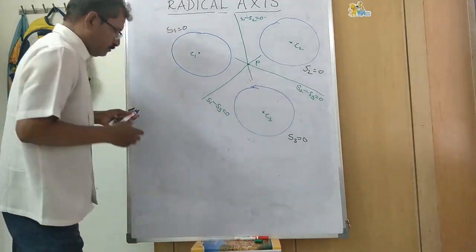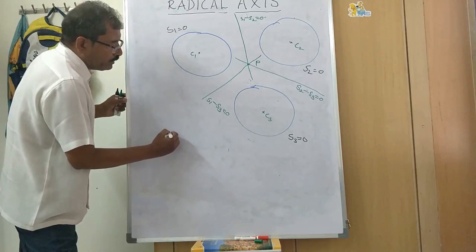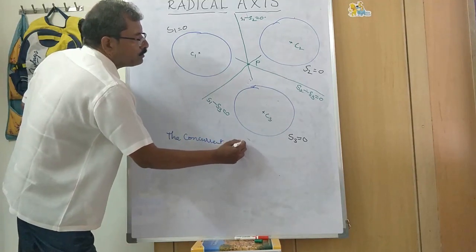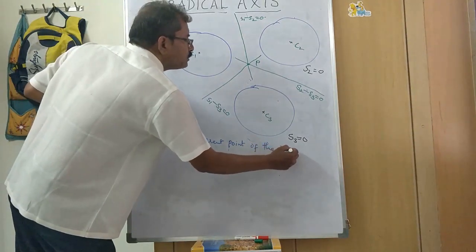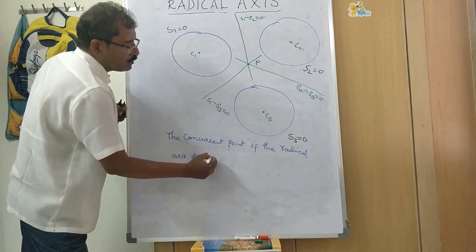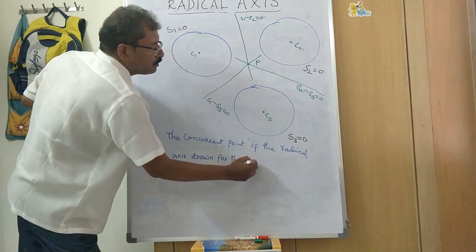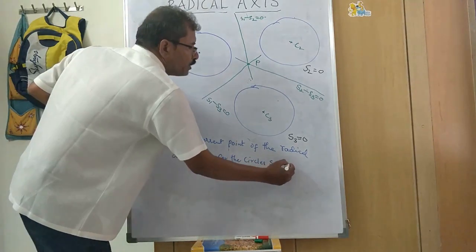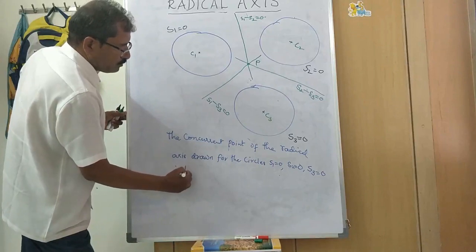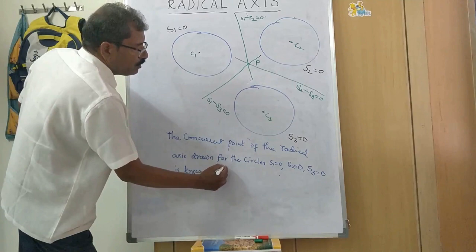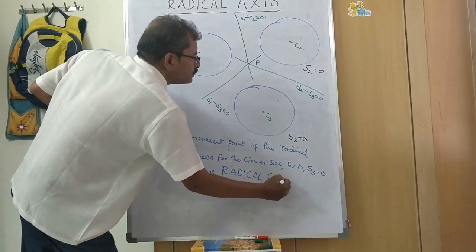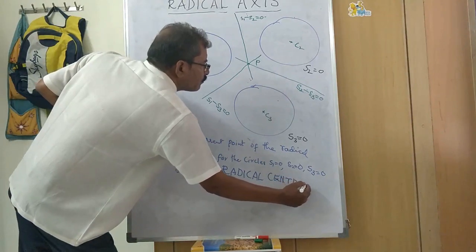So the radical center means the intersect point, the concurrent point, of the radical axes drawn for the circles S1 is equal to 0, S2 is equal to 0 and S3 is equal to 0, is known as the radical center of the given circles. Right?